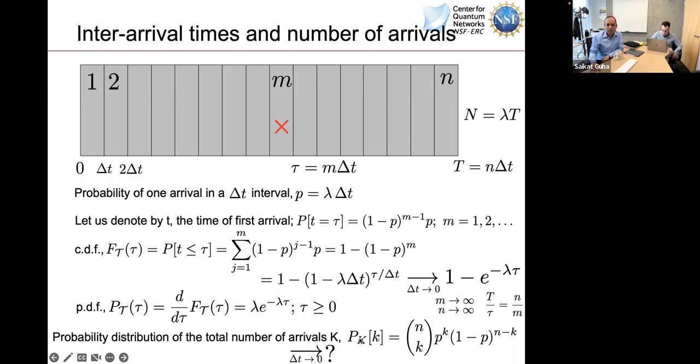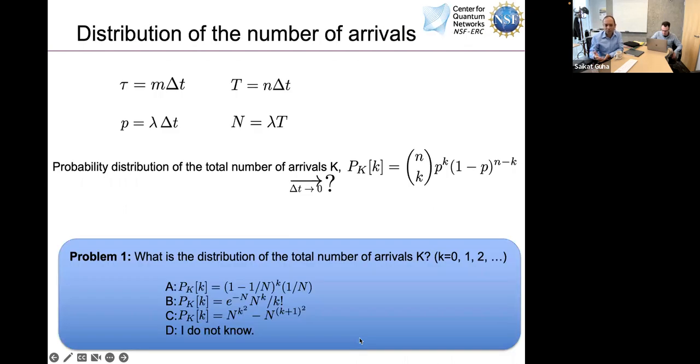So let's take perhaps 5 minutes or so and try to solve this. This is our first problem: what is the distribution of the total number of arrivals k? I have put all the relevant formulas that you may need to solve this problem. And when you're ready with the answer, go ahead and click on the Zoom poll. Brianna already put the poll out, and we'll continue thereafter.